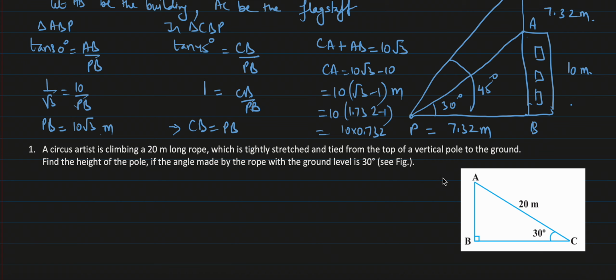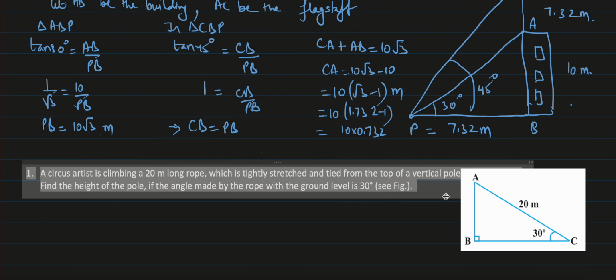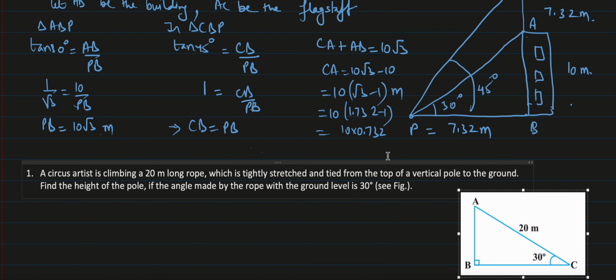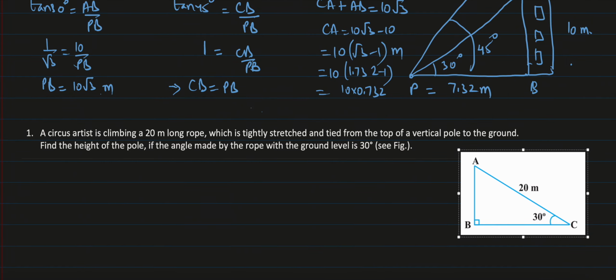And this 10 root 3, the PB part, will be how much? There is no space left over here. Let me just move this question a little bit down, so we can have more space to write the answer. So we will have PB equals 10 into 1.732, which is 17.32 meters, and CA, the flagstaff, will be 7.32 meter.